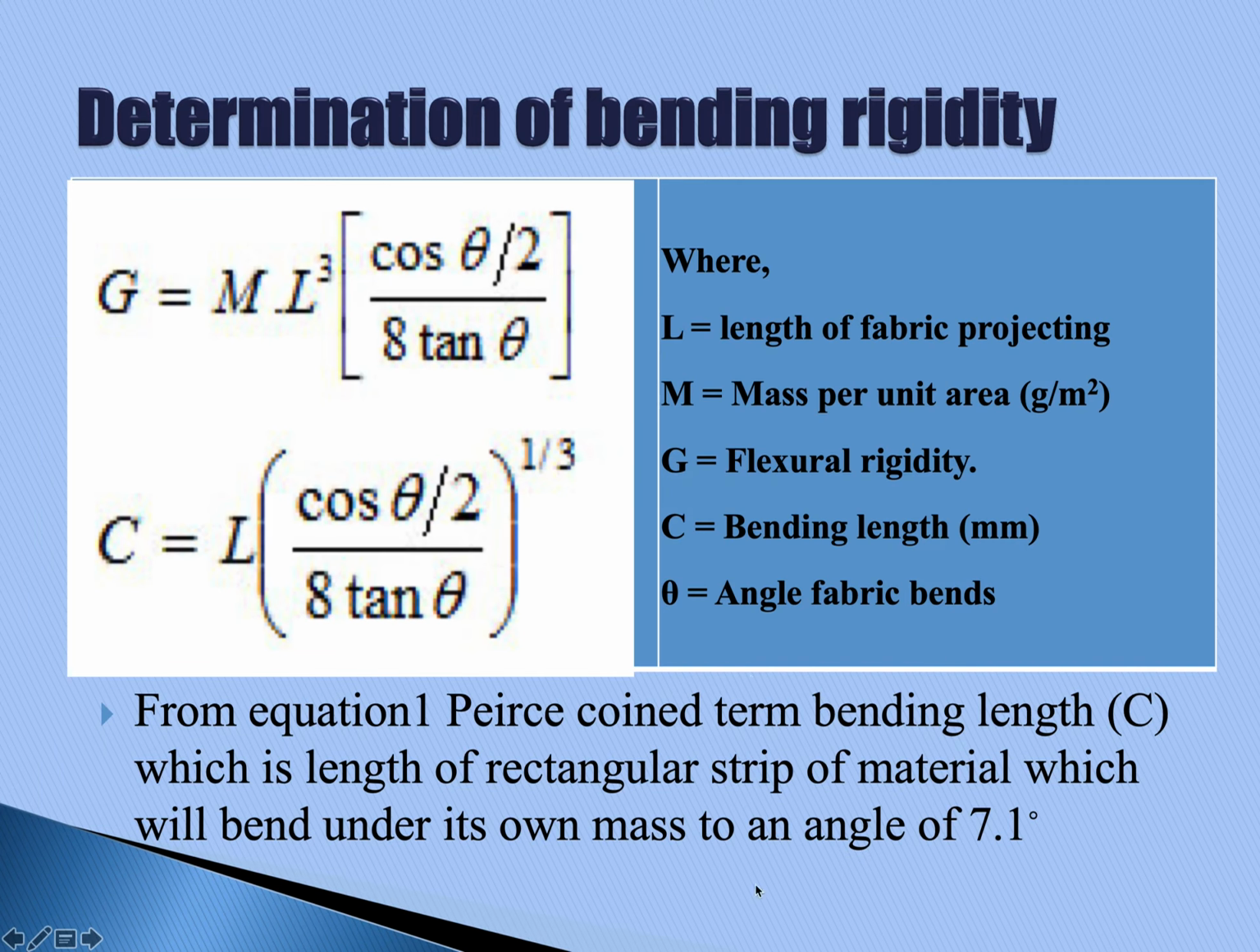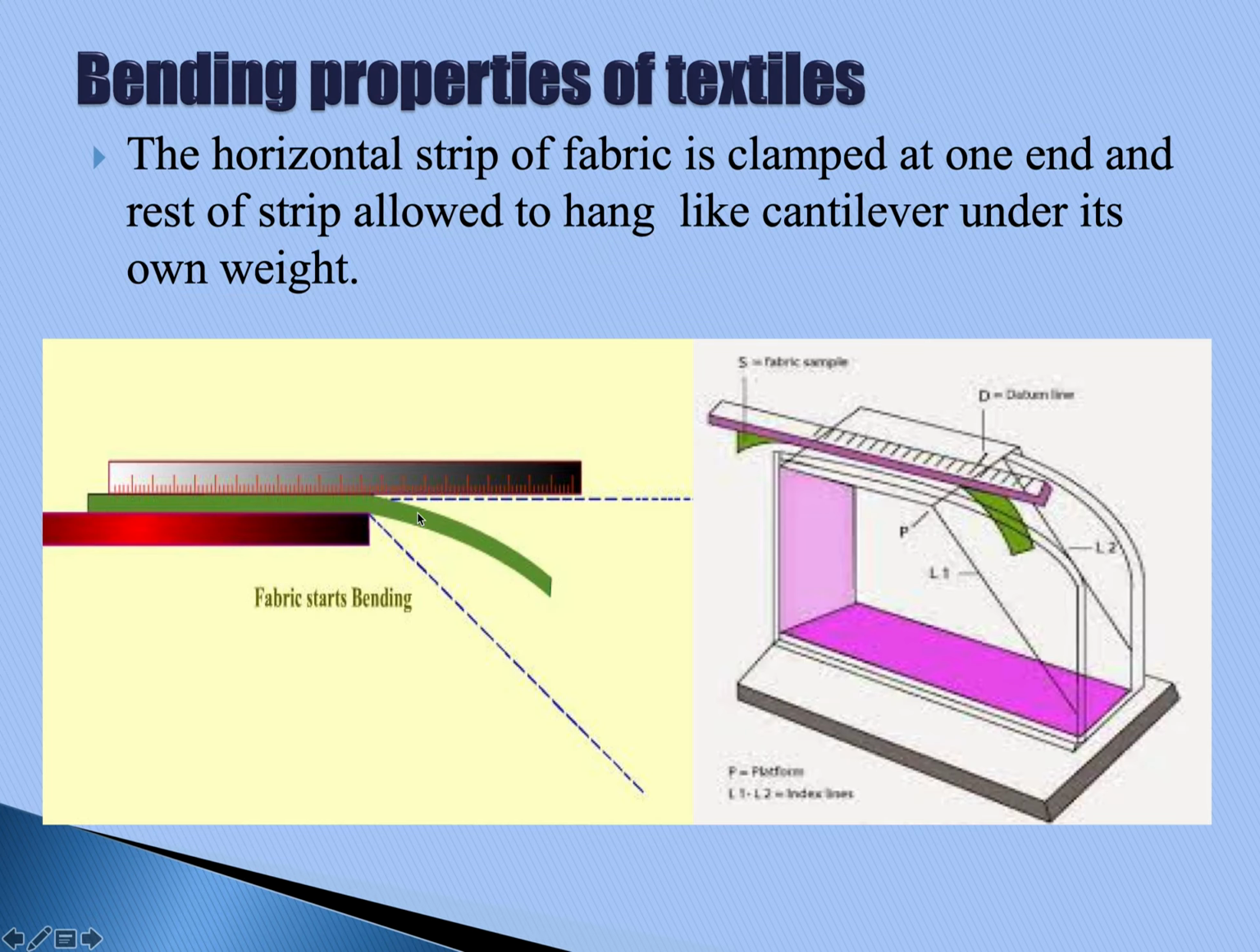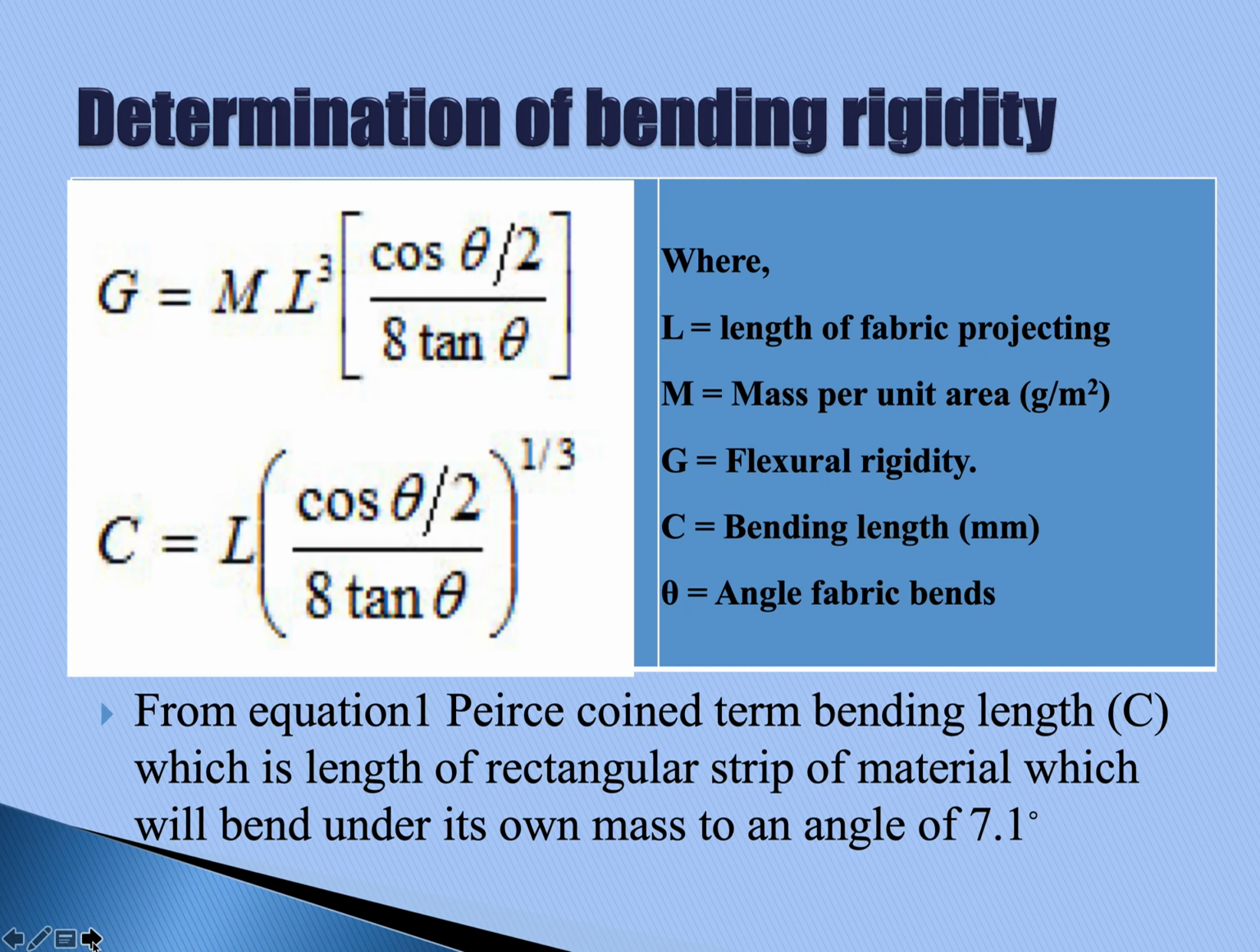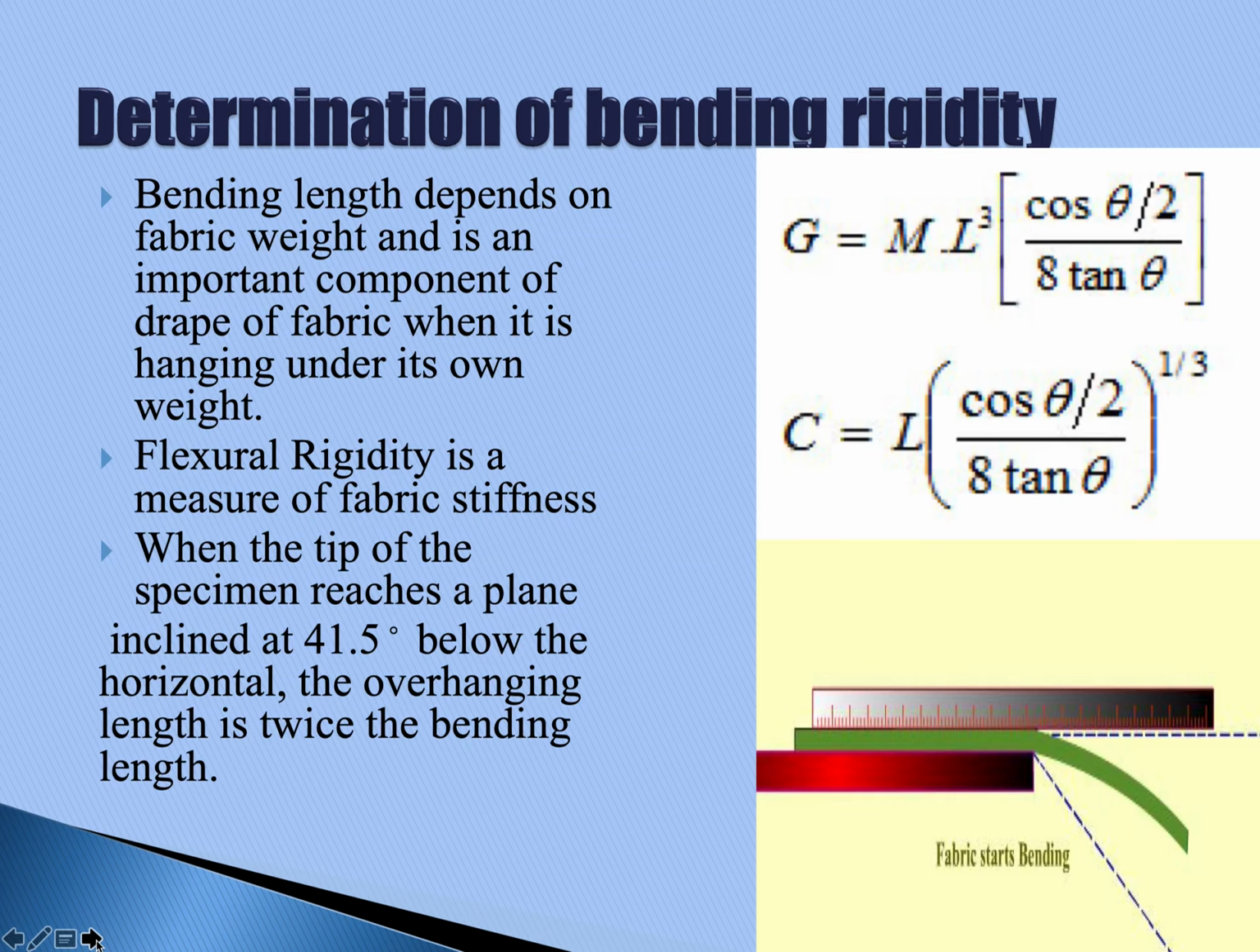So this is an ideal condition which is actually not possible, that is when theta is 7.1 degrees. When theta is 7.1 degrees, it will be a very small angle, and this fabric will be exactly very close to this inclined line. So in practical situations, this angle theta is not 7.1, which was given by Pierce equation, but it is kept somewhere around 41.5 degrees. And when this tip of the fabric will be meeting this line, at that time the bending length can be determined.